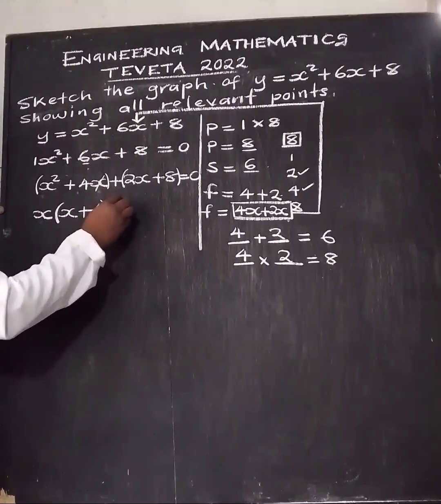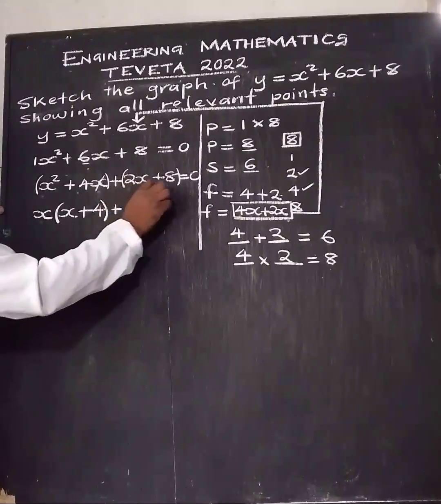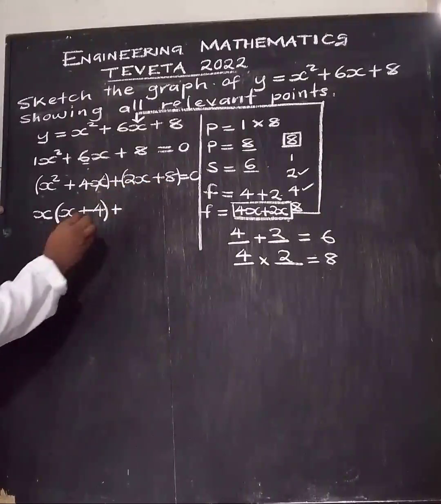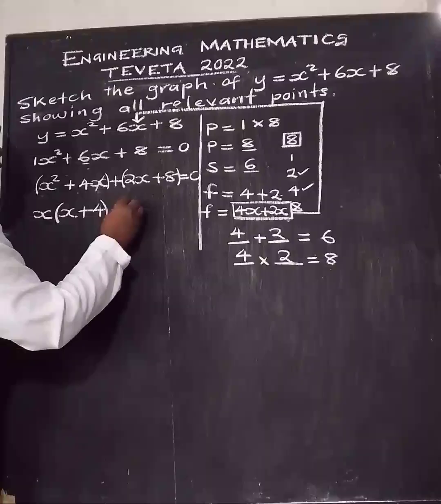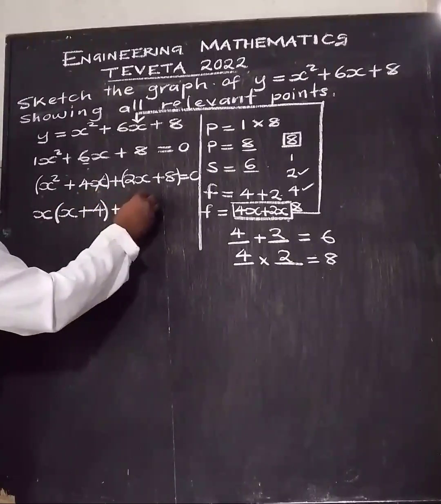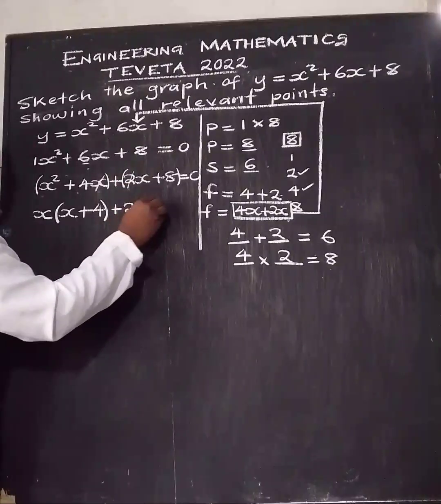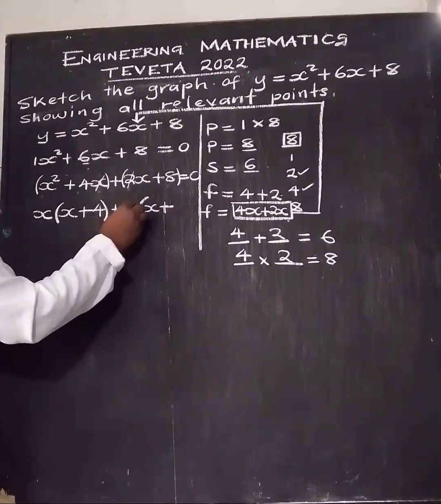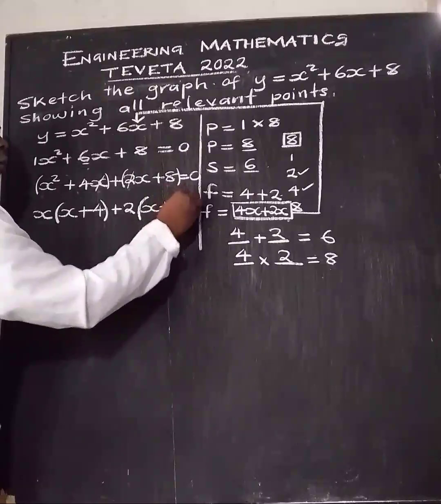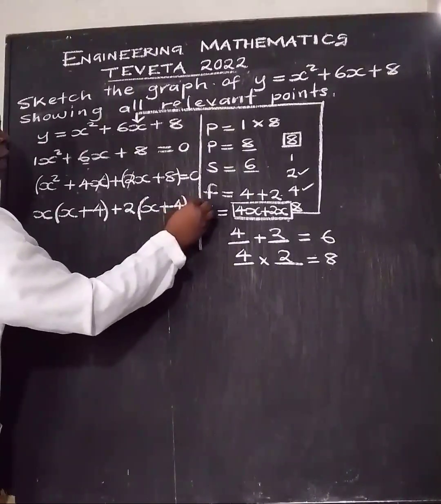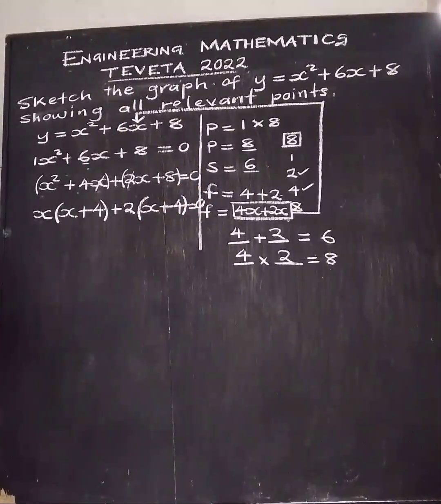Then you plus, what is common here? Which number can go into 2 and 8 without any remainder? 2. 2 is common, so open brackets. This 2 is going to divide this 2, we are going to remain with x plus, 2 into 8 is what? 4. Okay? All are equal to 0.